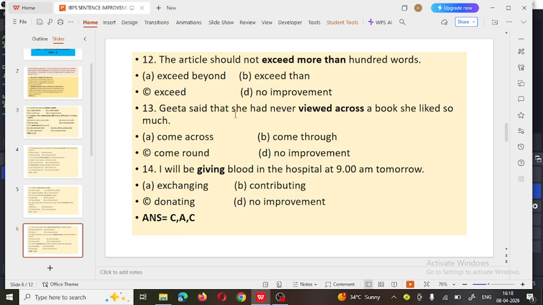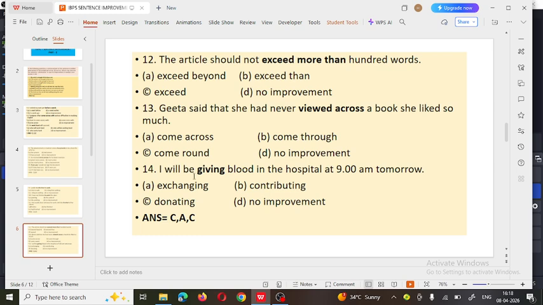Next, Geeta said that she had never viewed across a book she liked so much. Options are come across, come through, come round, or no improvement. So improvement is necessary. Viewed across is wrong here. So come across should be there. Geeta said that she had never come across a book she liked so much.